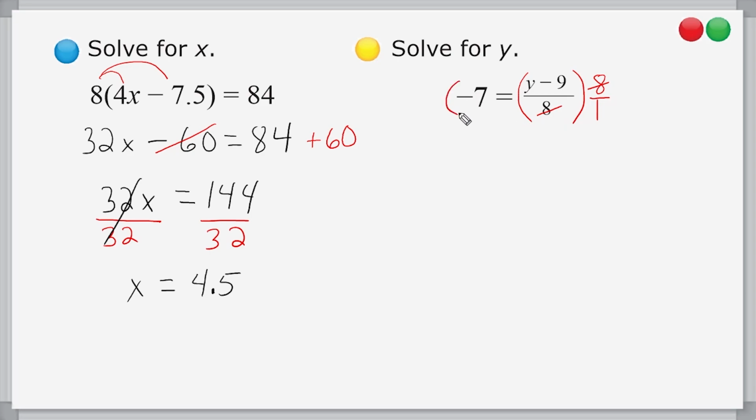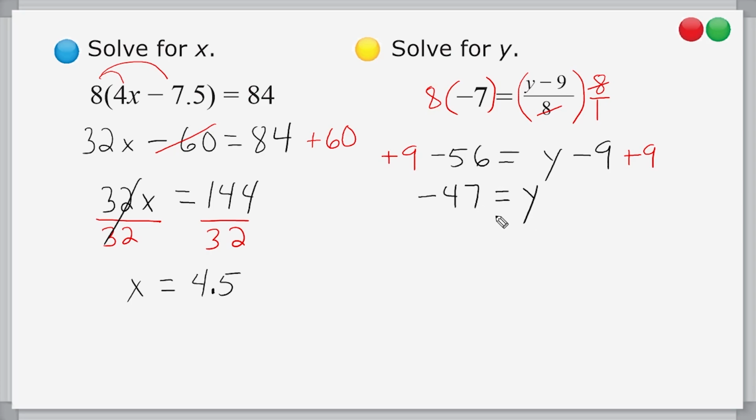And now we have to multiply this side by 8 as well. So on the left-hand side, that gives us a product of negative 56. And on this side, we have y minus 9. All right, now to get rid of this negative 9 and to turn it into 0, we would have to add 9. And what we do to one side, we do to the other side. So we're going to combine negative 9 with negative 56. And that would give us negative 47. And that is what y is equal to.